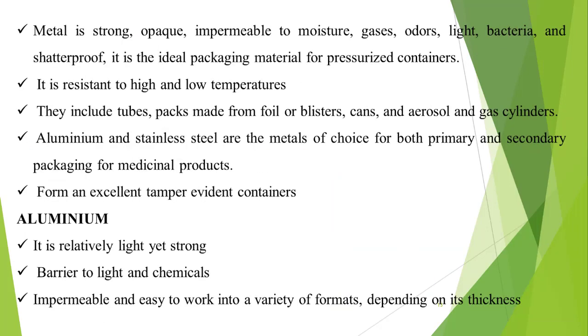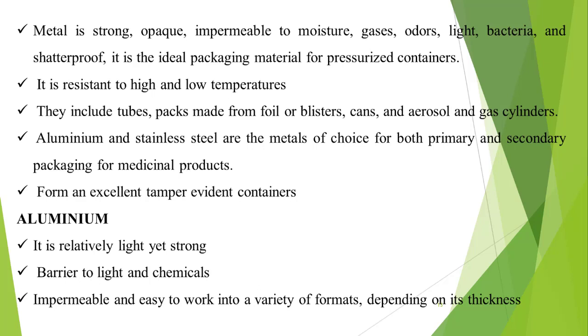Metal is strong, opaque, impermeable to moisture, gases, odors, light, bacteria, and shatterproof. It is the ideal packaging material for pressurized containers. It is resistant to high and low temperature. They include tubes, packs made from foil or blisters, cans, and aerosol and gas cylinders. Aluminum and stainless steels are the metals of choice for both primary and secondary packaging for medicinal products, and form an excellent tamper-evident container. As compared to plastic and glass, metal is quite strong.